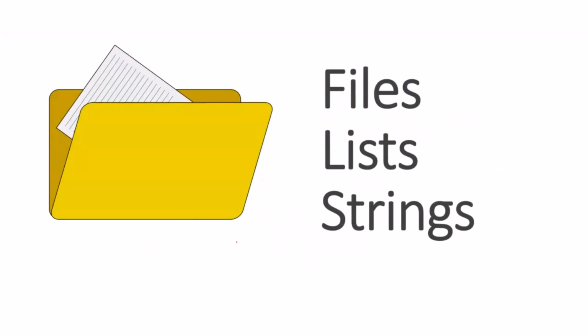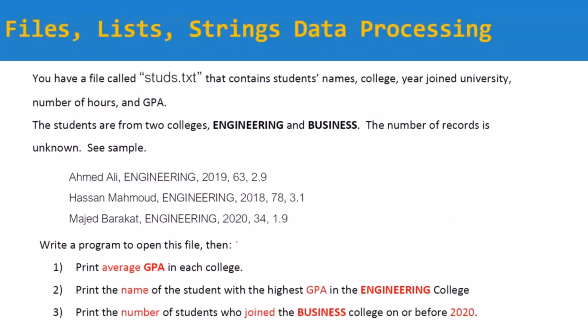Next question is a file and list and strings. So here is our example, typical example, comma separated example. What is in it? Studs.txt file. And what do we have here? Name, college, year, number of hours, and what? GPA. How many colleges we have here? We only have 2 colleges. You need to know this fact because part of the solution is knowing this. We don't know how many students we have. How many colleges? 2 colleges. Either engineering or what? Business.